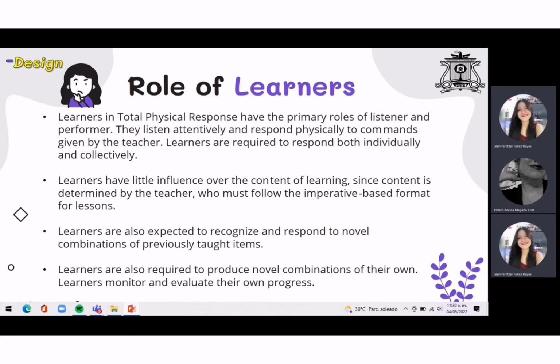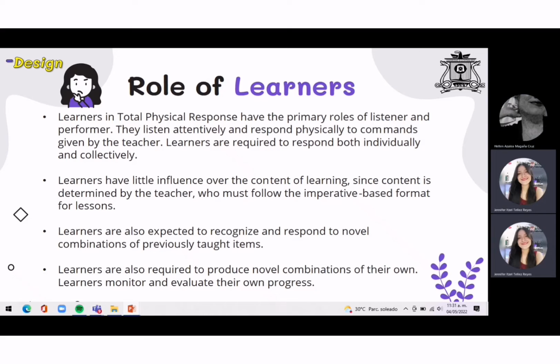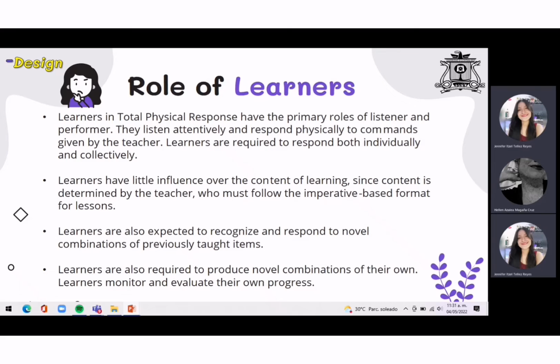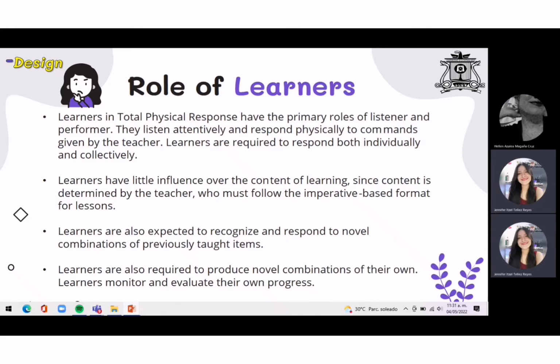And the role of the learners in this method is that the students just listen and understand the instructions that the teacher gives. And also the students need to follow all the instructions, obviously. The learners are also expected to recognize and respond to novel combinations of previously taught items, and they monitor and evaluate their own progress. Next, please.